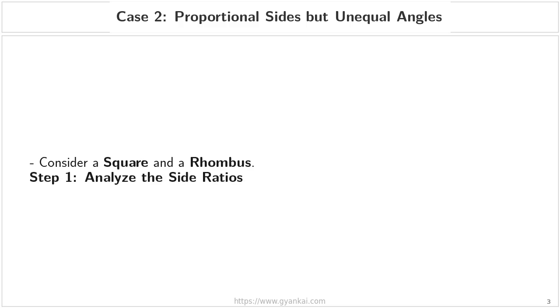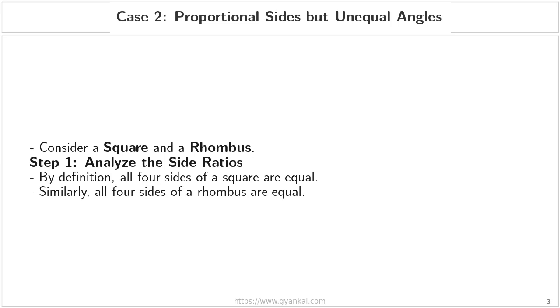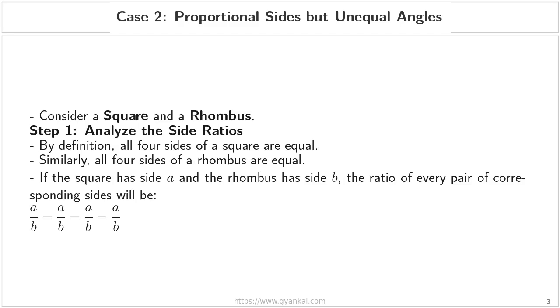First, let's perform step 1, analyzing the side ratios. By definition, we know that in a square, all 4 sides are equal in length. Similarly, in a rhombus, all 4 sides are also equal to each other. Now, let's say the side of our square is represented by the variable a, and the side of our rhombus is represented by the variable b.